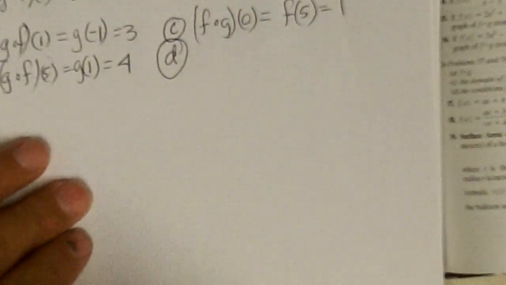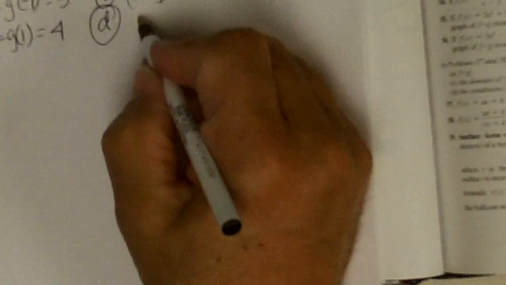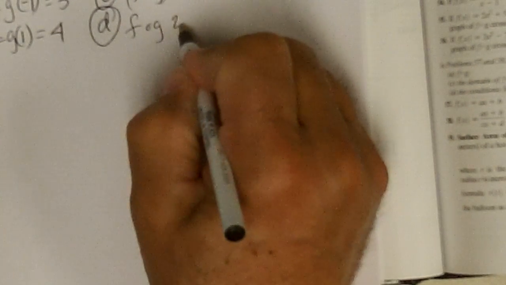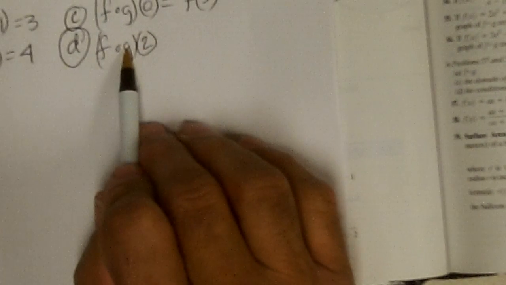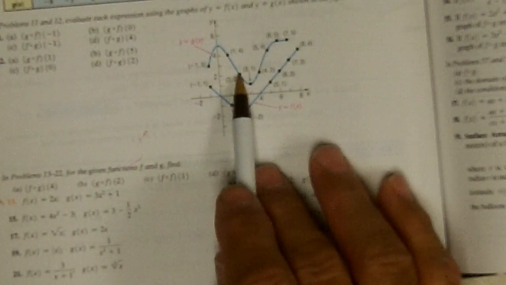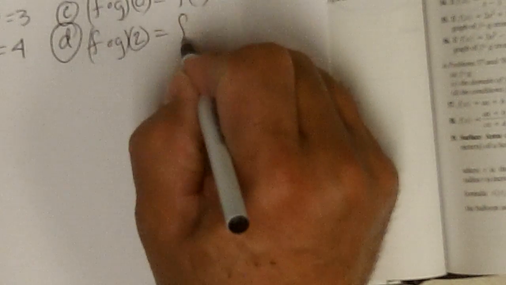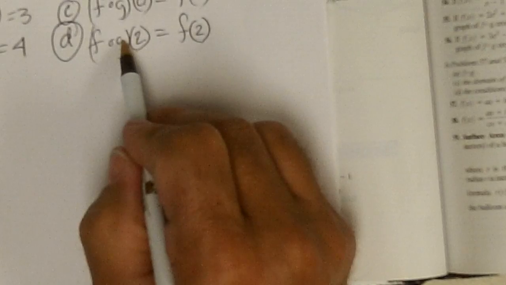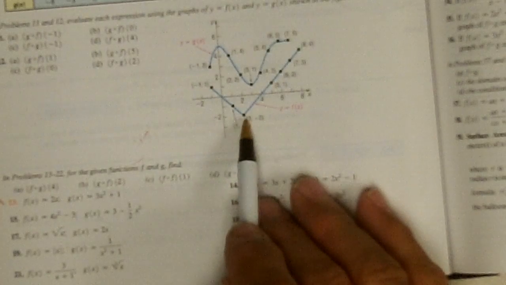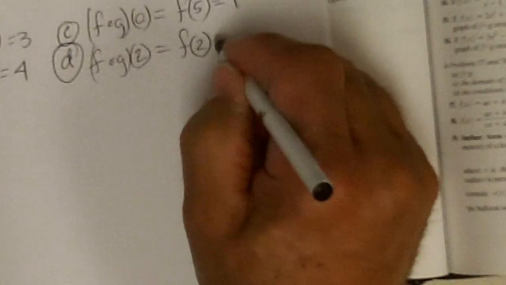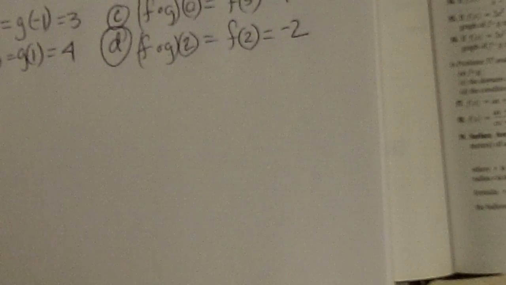And finally D, which says find f of g of 2. F composite g of 2. So I've got to put 2 into g. 2 into g gives me 2. 2 goes in, comes out as a 2. So then I get f of 2, because I've got to put it into g and then take that and put it into f. And 2 into f is -2. Okay. That was number 12.